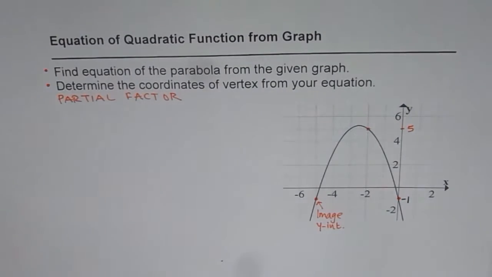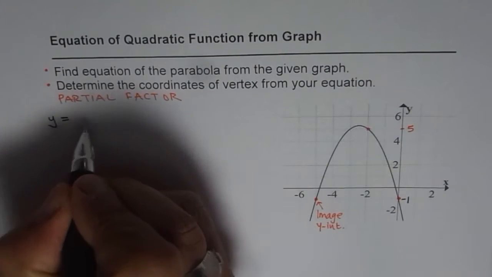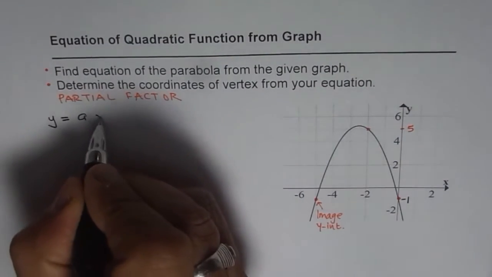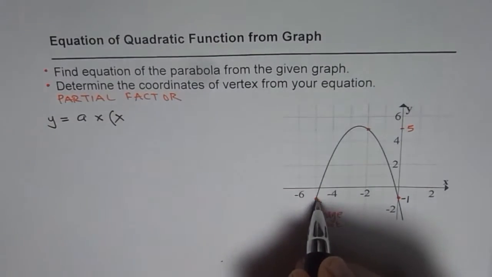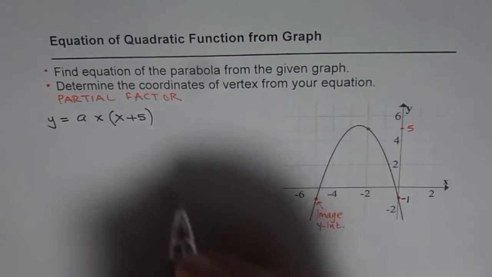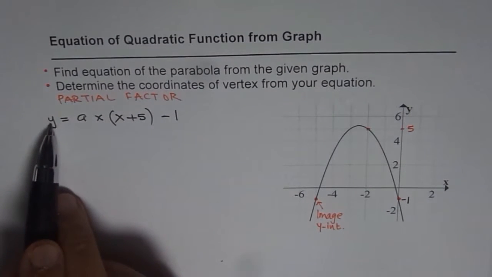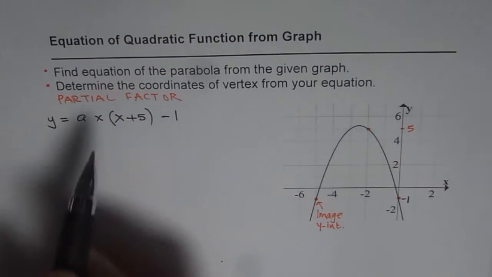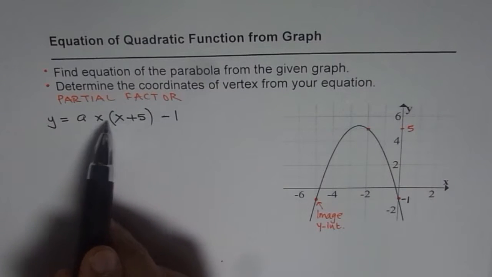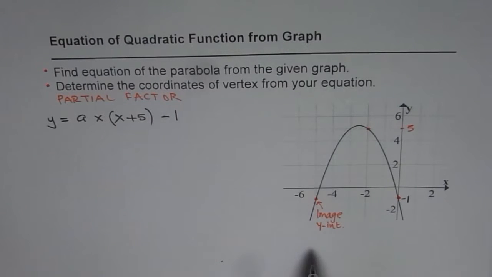With this we'll also understand what partial factoring is and how to utilize it. We can write this as an equation: y equals a times x, and this value is at -5, so the factor will be x plus 5, and the y-intercept is -1, so we write minus 1. As you can see, if x is 0, then the value of y is -1, which is the y-intercept. If x is -5, then the first factor is 0, and we get -1. That is the image of the y-intercept. That is how you get your equation.